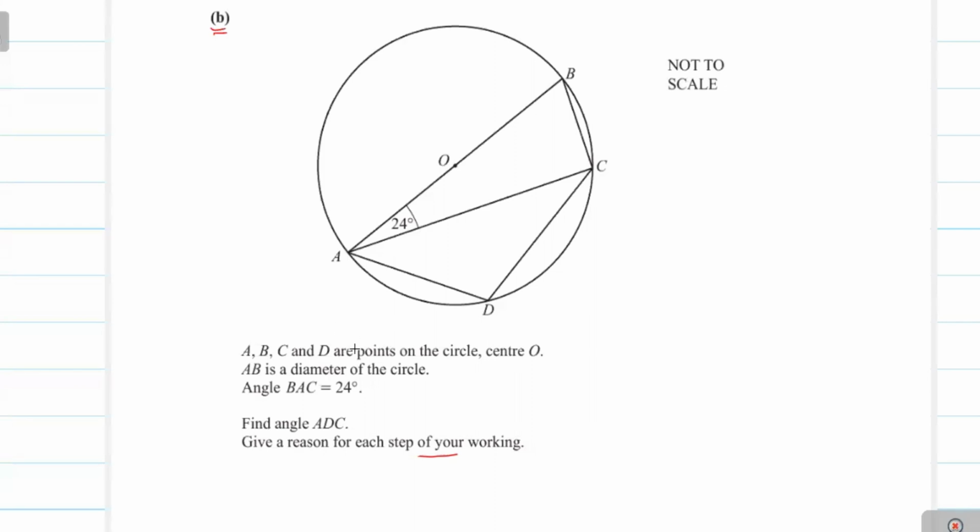Part B. A, B, C, D are points on a circle. AB is the diameter of the circle. Angle BAC is 24 degrees. Find angle ADC. Give a reason for each step.